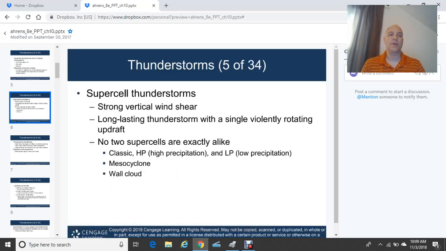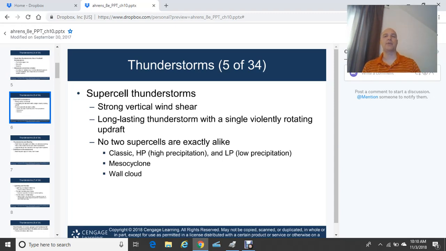Right. Supercell thunderstorms. When we have supercell thunderstorms, you have very strong vertical wind shear. So there's a rapid change of wind speed and direction with height. A supercell thunderstorm is a long-lasting thunderstorm with a single violently rotating updraft. The other thing interesting about supercell thunderstorms is it has a tilted updraft. So when you have a tilted updraft, the downdraft does not choke off the updraft. Air mass ordinary cell thunderstorms typically have a vertical updraft, a straight up and down updraft.